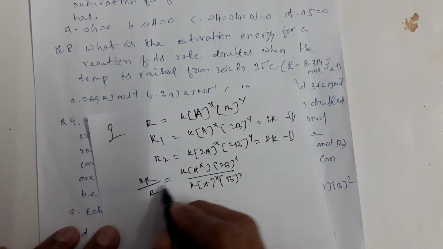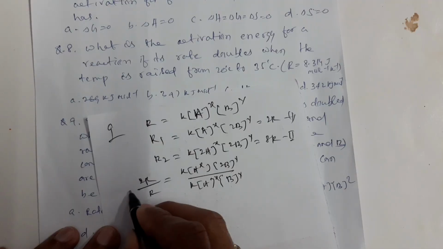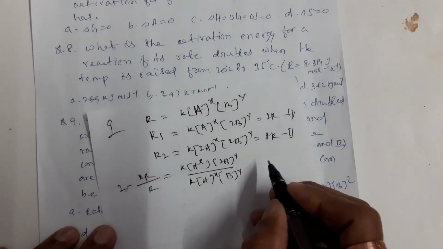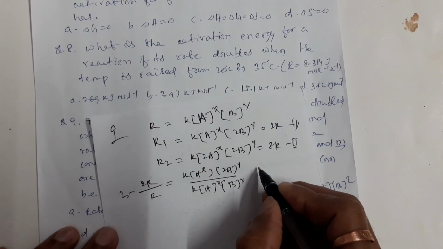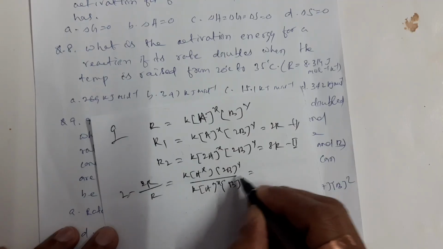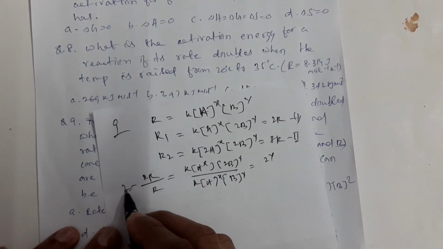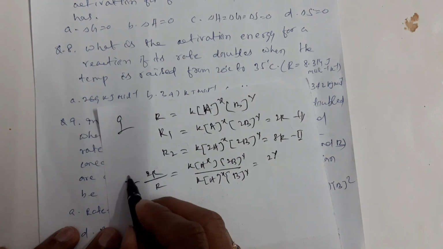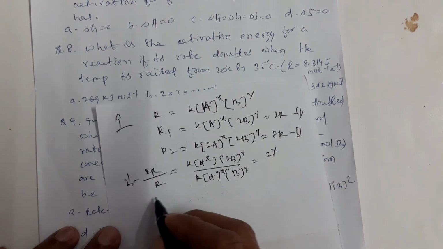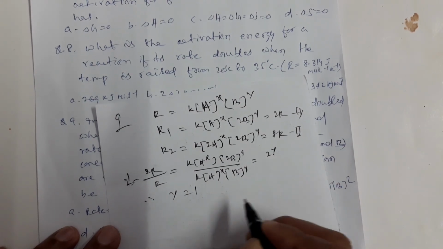So you are getting what? This one is equal to 2. Here, by solving this you will get 2 to the power y. So 2 is equal to 2 to the power y, that means 2 to the power 1 is equal to 2 to the power y, therefore y is equal to 1.